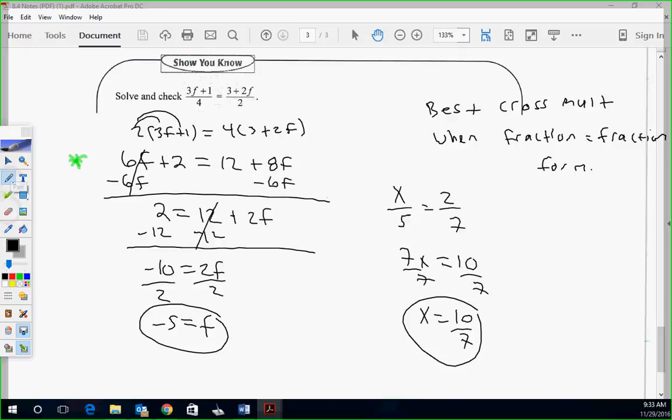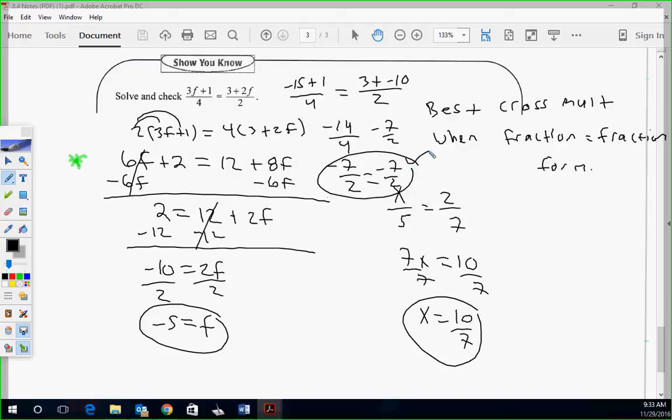Like for example, when I say mentally, Tor, what's 3 times -5? So I have -15 plus 1 over 4. Okay, and then, Nolan, what's 2 times -5? -10, right? So we have these here. That's plus a negative, it just means minus. No big deal. -15 plus 1 is -14 over 4, which is -7 over 2. 3 plus a -10 is -7 over 2, which is what we got on the other side. So we just verify that those are equivalent. Therefore, it's correct.